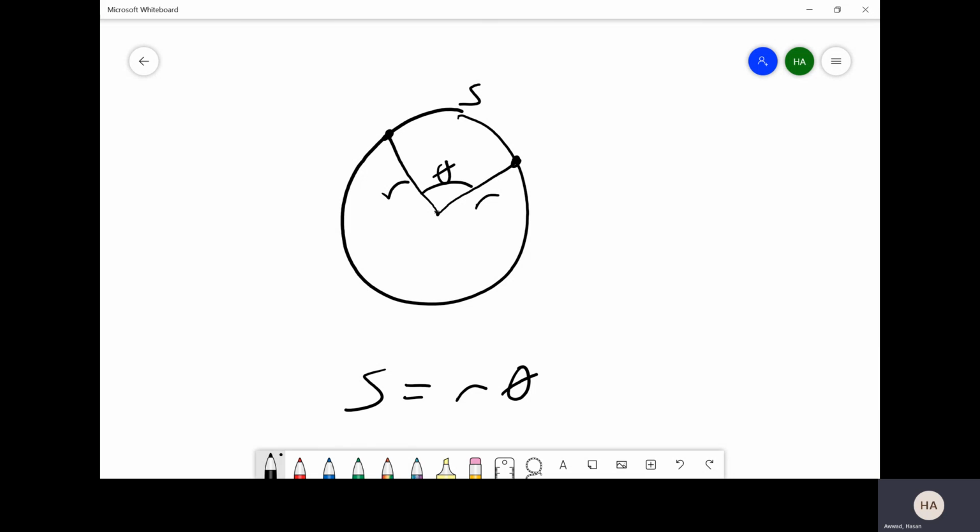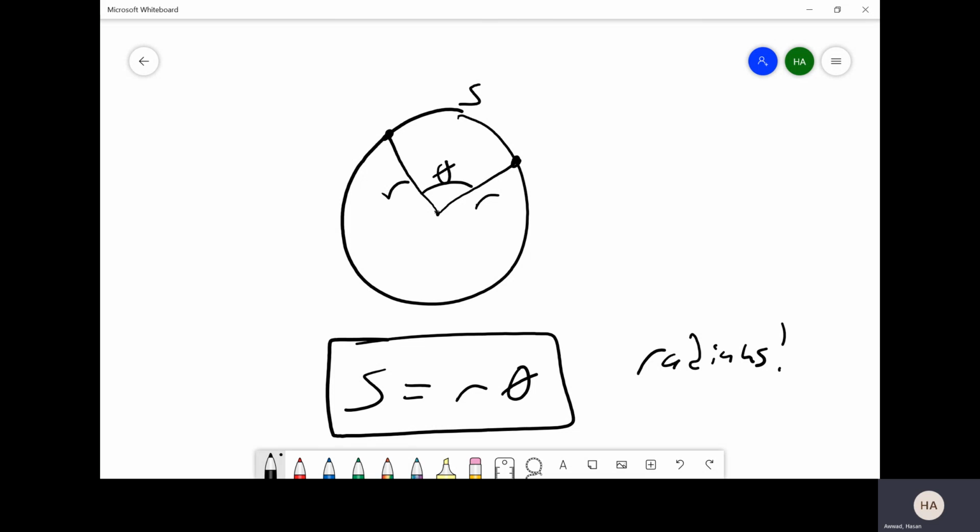There is one caveat to this though. The caveat is it has to be in radians. Your angle here has to be in radians, which means if I give you an angle in degrees, before you can use this formula, you have to convert it to radians first. If you try plugging in degrees into this formula, it's not going to work out. You're going to get gibberish. It's going to be a mess. So convert it to radians first, and only then, when it's in radians, can you use this formula and figure out the arc of a circle.